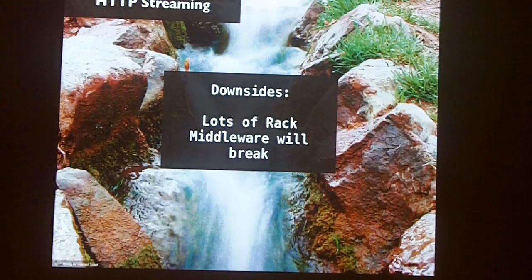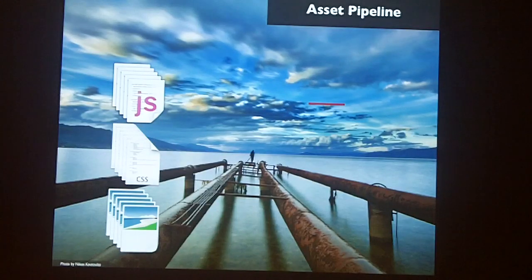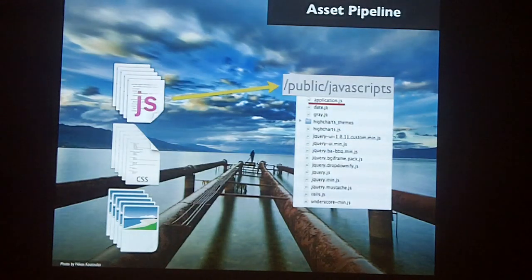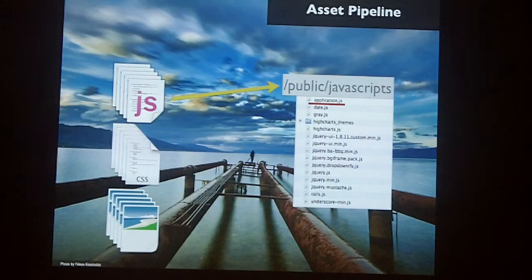So HTTP streaming is one of these things you have to turn on when it will work for you. And now I've arrived at the beginnings of what I told you to start with about the asset pipeline. This is my favorite feature of Rails 3.1. And the idea is that I always have a collection of JavaScript, CSS, and images, and they're always sort of dumped in one place, right? In public JavaScripts or public images or whatever.